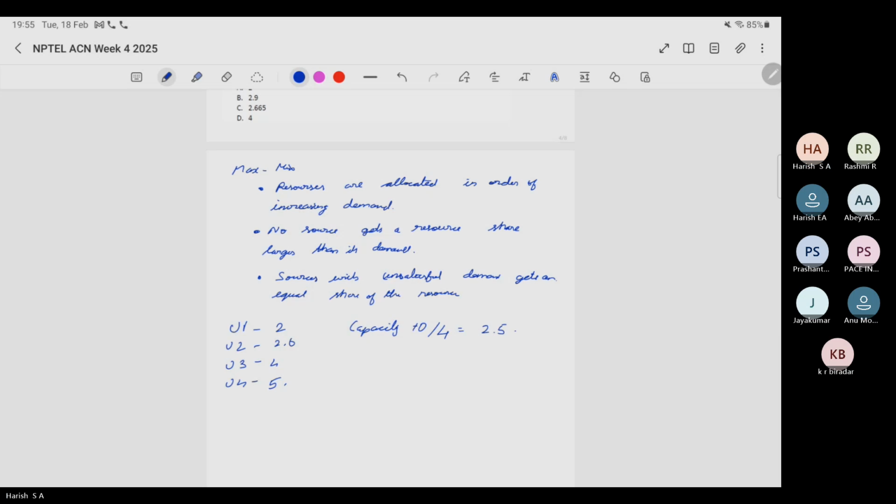So what does it say? We can allocate 2.5 to the user with the least demand. The user with the least demand is U1. So 2.5 can be allocated, but user 1 only wants 2. So you're allocating 2 to user 1. I'm writing this in brackets, how much you've allocated. When you allocate 2 to user 1, how much bandwidth is left out? 10 minus 2, so 8 is left out.